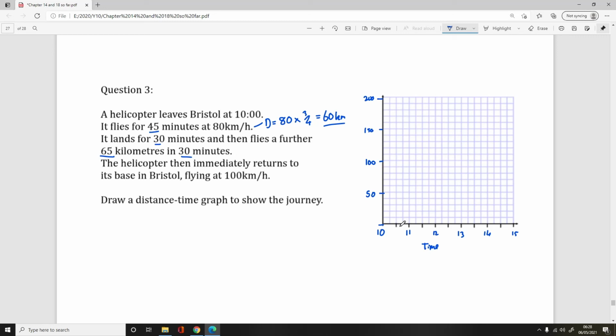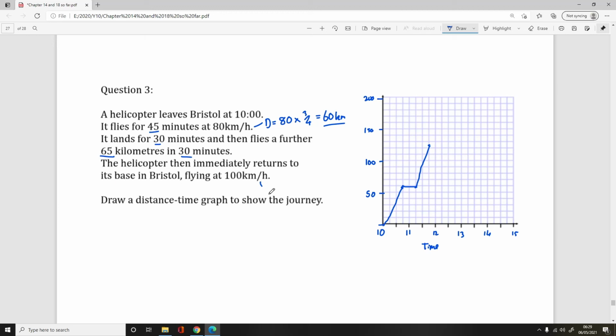So in the first 45 minutes, we need to travel 60 kilometers. Then in the next 30 minutes, we need to not move, so that'll take us to 11:15. Then in the next 30 minutes, we need to travel 65 kilometers. That'll take us up to 125 by 11:45. Let's try and draw a slightly straighter line than that. There we go. And then we go immediately home at 100 kilometers per hour.